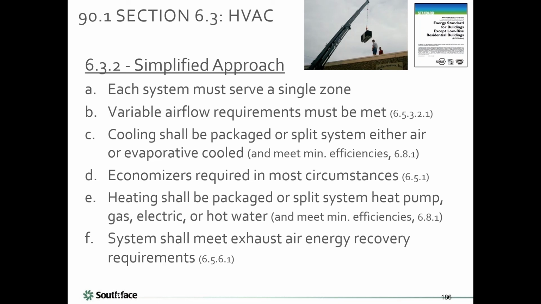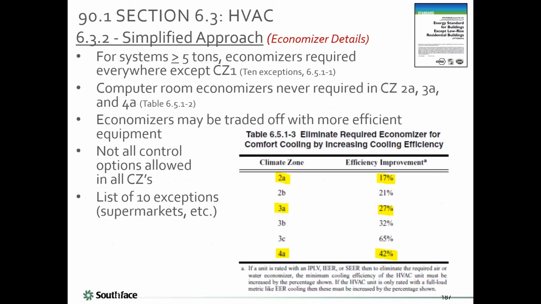They are essentially required, with a bunch of exceptions, for any system 5 tons and up, not bigger than 5 tons, 5 tons and up. So that's a lot of equipment, and it's an economizer control capability in climate zones 2, 3, and 4. A couple things. ASHRAE never required economizers in computer rooms, but the other code did.